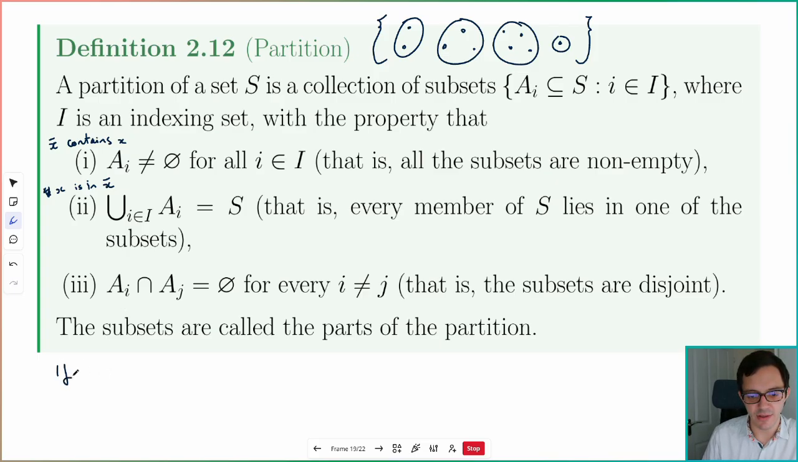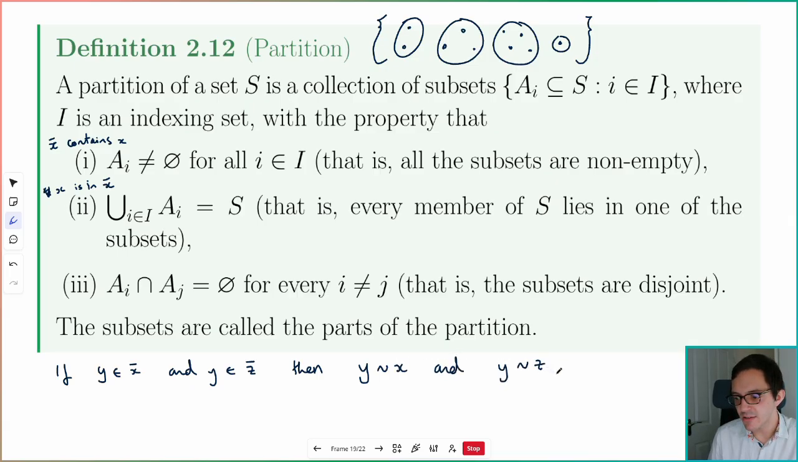We need to consider the case that something could be in both A_i and A_j, which for me are equivalence classes. So if y is in x bar, that equivalence class, and also y is in z bar, so I'm considering maybe an element could be in two different equivalence classes, and I'm looking for a contradiction because I don't want that to happen. So what would that mean? That would mean that y is related to x and y is related to z. So because of symmetry, x would be related to y, and then I've got x related to y and y related to z. So by transitivity, x will be related to z. So in fact, these were the same equivalence class all along, if they have an element in common. So contradiction, it wasn't the case that i is not equal to j, those were the same equivalence class all along.